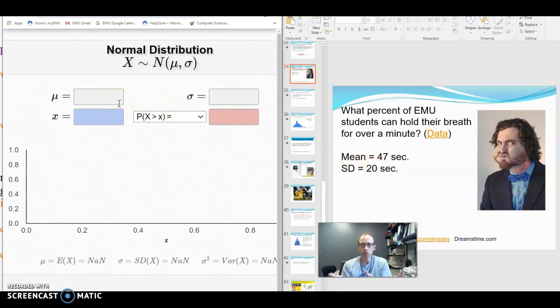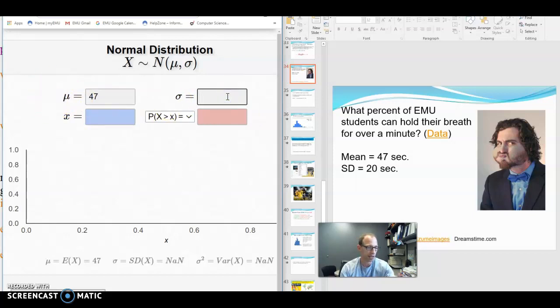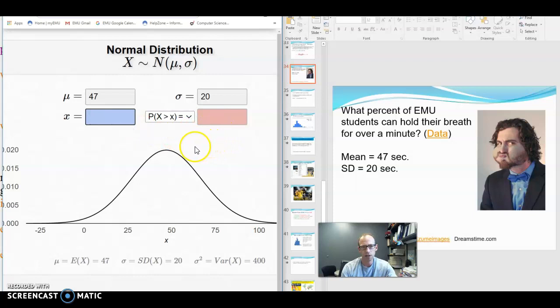So let's assume that this is a perfect normal distribution, which it probably isn't perfect, but let's see how the calculations would play out. So the mean is 47. Remember, that's Greek mu for mean. And the standard deviation is 20 seconds. That's sigma for standard deviation. Now, what do we do here? Well, we want to know what percentage hold their breath for over a minute. A minute would be 60 seconds.